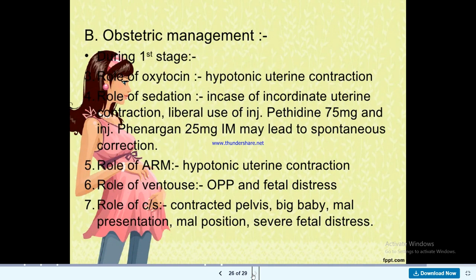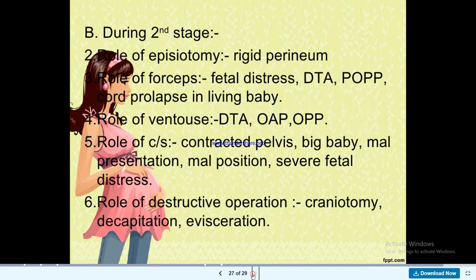Obstetric management during first stage, the role of oxytocin: in hypotonic uterine contraction it is good because we can give the syntocinon. Role of sedation, in case of incoordinate uterine contraction, we can use pethidine and phenergan, which can lead to spontaneous correction. Role of artificial rupture of membrane in the hypotonic uterine contraction is also good. Role of pentazocine is good in occipito-posterior position and fetal distress. Role of cesarean section, contracted pelvis, big baby, malpresentation, malposition, and severe fetal distress.